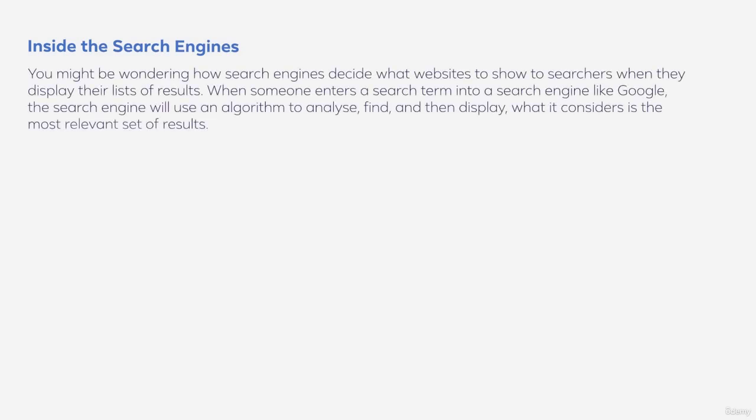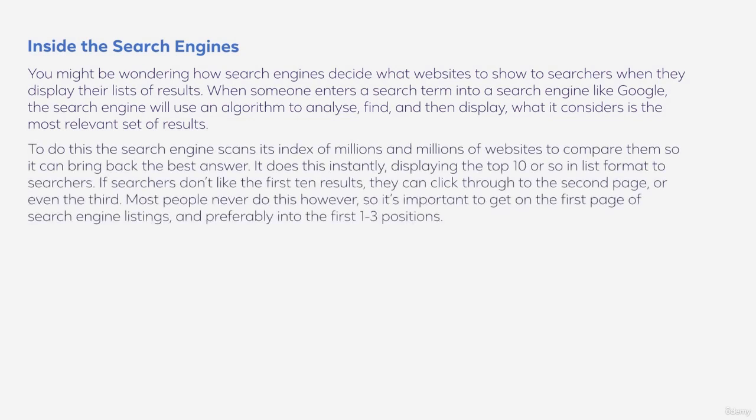Inside the search engines. You might be wondering how search engines decide what websites to show to searchers when they display their list of results. When someone enters a search term into a search engine like Google, the search engine will use an algorithm to analyze, find, and then display what it considers is the most relevant set of results. To do this, the search engine scans its index of millions and millions of websites to compare them so it can bring back the best answer.